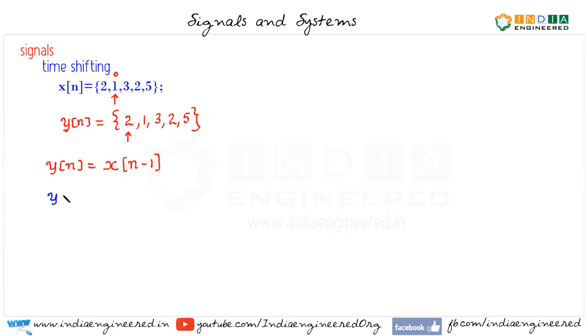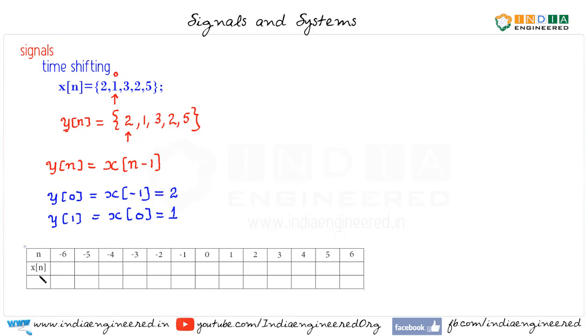So y of 0 will be equal to, we'll substitute n equal to 0, x of n minus 1, that is x of minus 1, which is 2. Similarly, y of 1 will be equal to x of n minus 1, which is x of 0. For n you have to substitute 1, and so 1 minus 1 we will get 0. x of 0 is 1. So we will get this signal here.